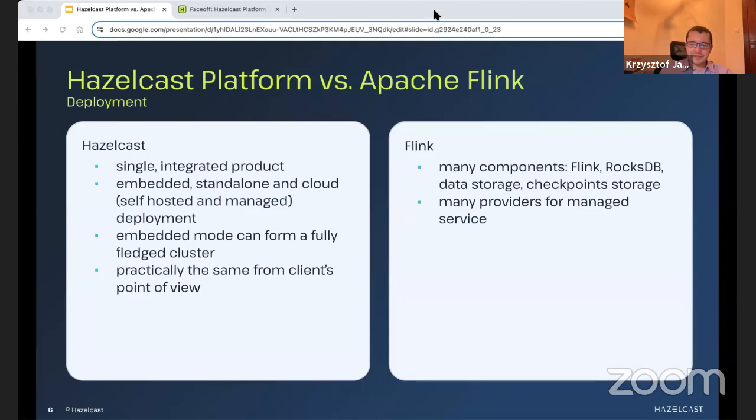when running Flink, you need to configure a few components. You have Flink itself, but also RocksDB if you use it. If you want to keep your data somewhere, you need to configure a database. In Hazelcast, that might not be necessary. Also, you need to configure a place where you store your checkpoints. So there are many more moving parts that have to be chosen and configured, integrated, and tested if they work together.